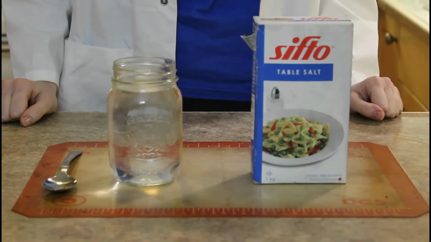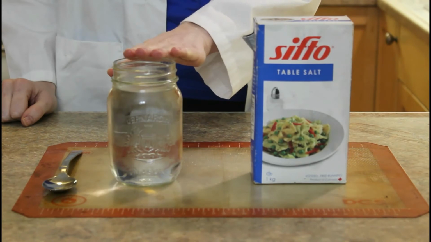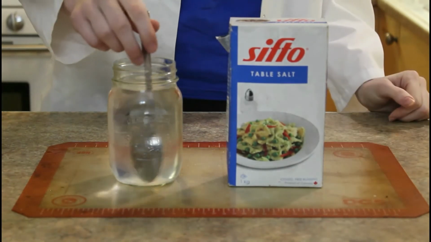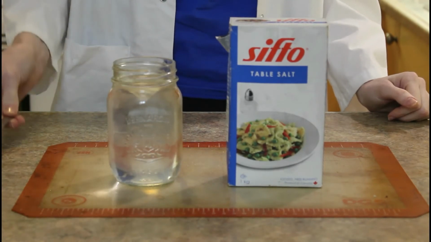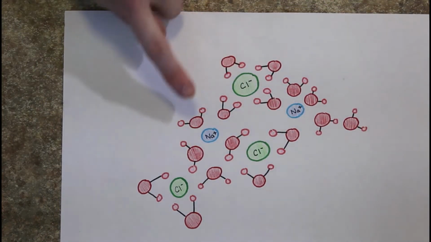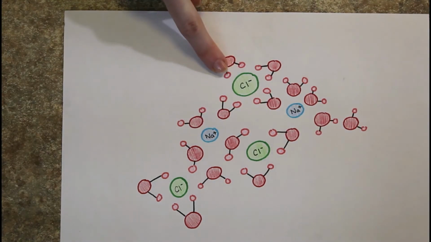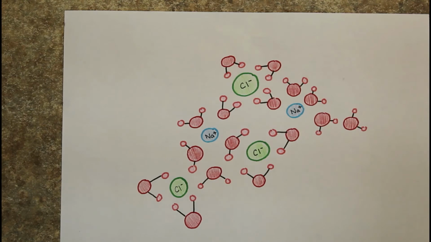When you mix a polar molecule with another polar molecule, like this table salt, also known as sodium chloride, with water, the salt dissolves. This is because the water molecules are attracted to the salt and break down the salt into its ions. The slightly negative end of the water is attracted to the positive sodium ion, while the slightly positive ends of the water are attracted to the negative chloride ion. Essentially, the salt is dissolved because the water surrounds the chloride and sodium ions.